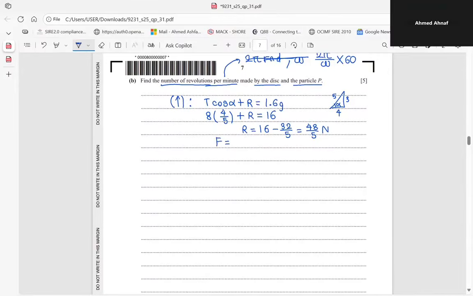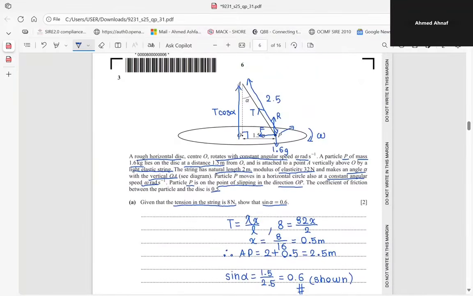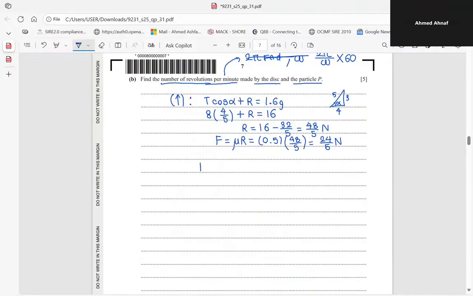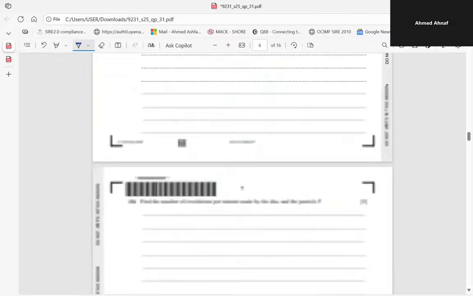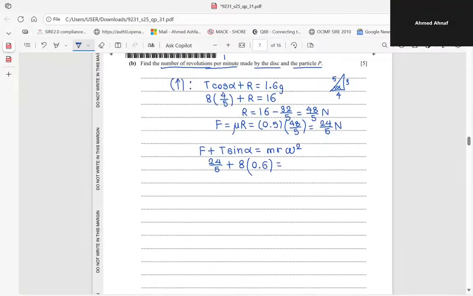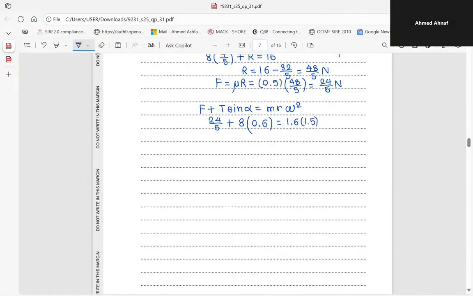Now using this, we can find F using F equals mu R. Mu is 0.5 and R is 48 over 5, which gives F as 24 divided by 5 newtons. Now we can find our centripetal force, which consists of the frictional force as well as the horizontal component of the tension, which is T sine alpha. So F plus T sine alpha equals m R omega squared. F is 24 over 5, plus T, that's 8, times sine alpha, 0.6, and M is the mass, 1.6, and R is the radius, 1.5, and then omega squared.